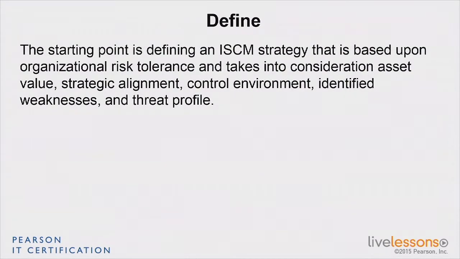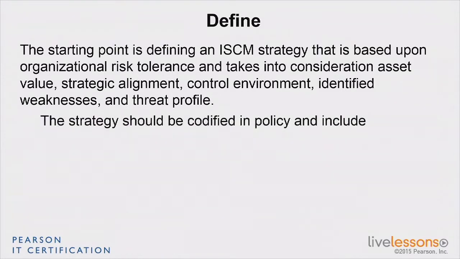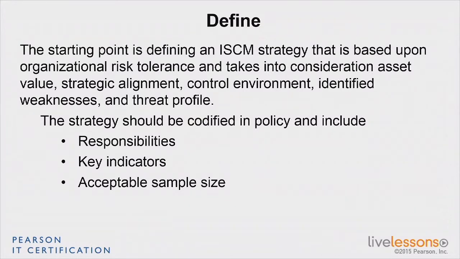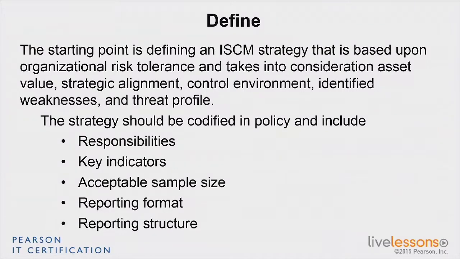So the starting point is defining an ISCM strategy that's based on the organizational risk tolerance and takes into consideration the value of our assets, strategic alignment, our control environment, identified weaknesses, and threat profile. The strategy should be codified in policy, and it should include responsibilities, what our key indicators are, meaning what are we looking for, what are acceptable sample sizes, what is the reporting format going to be, and what is the reporting structure. So we want to codify that we're going to have these things in policy, and then our implementation specifications will be in our standards.